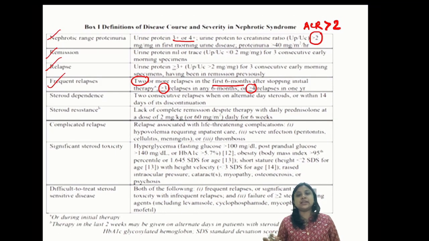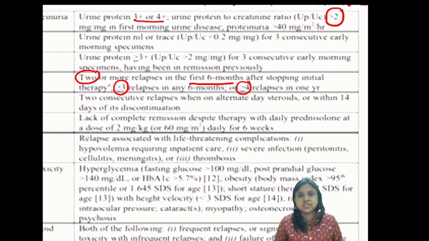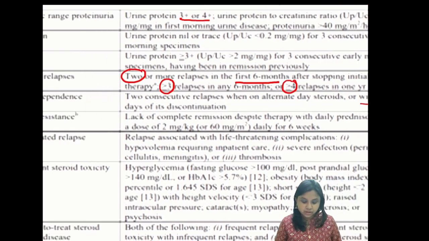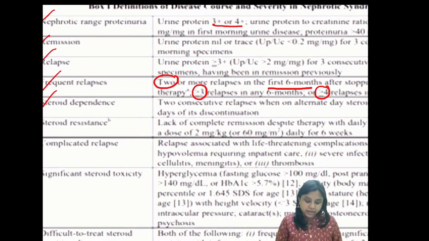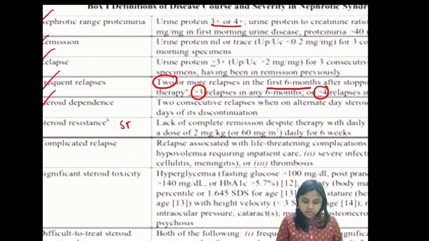Next, coming to SDNS, steroid dependent nephrotic syndrome. So what is meant by that? It is 2 consecutive relapses while on alternate day steroids or within 14 days of discontinuation of the steroid therapy. So very important. Either I am discontinuing the steroid and it relapses within 14 days, or it is 2 relapses while on alternate day steroids.